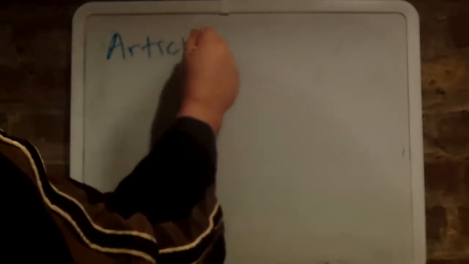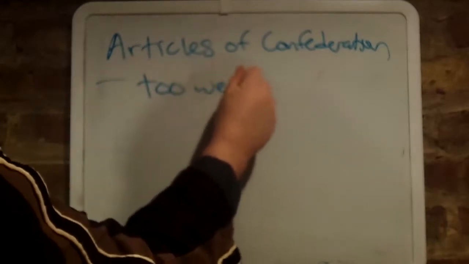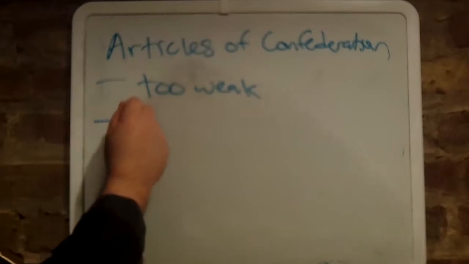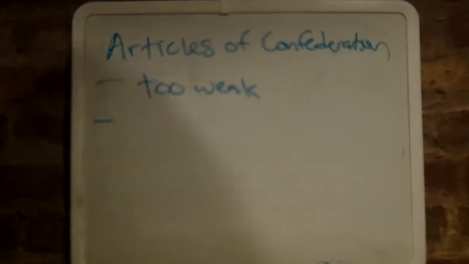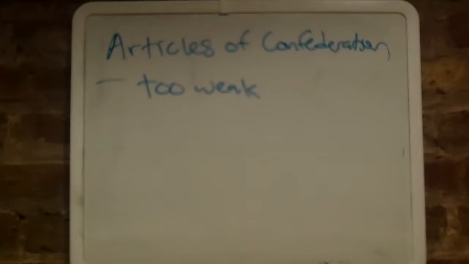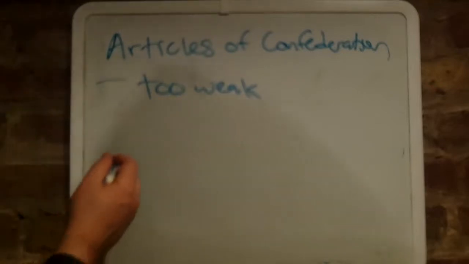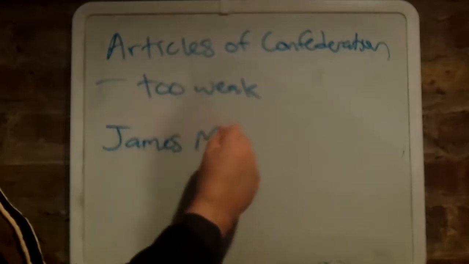So the original basic law of the country was the Articles of Confederation. The problem with those: too weak. The central government was too weak under the Articles of Confederation. So a new document was drawn up, mostly by James Madison, the father of the Constitution.